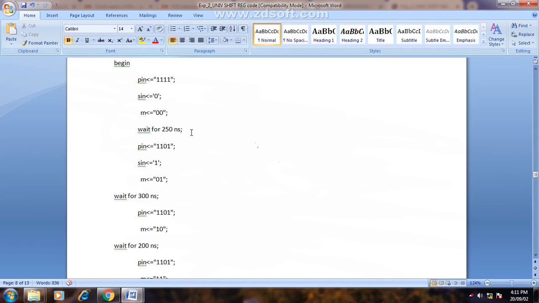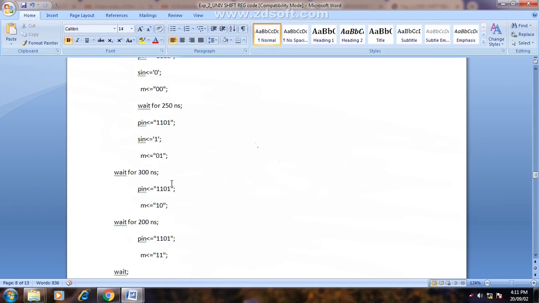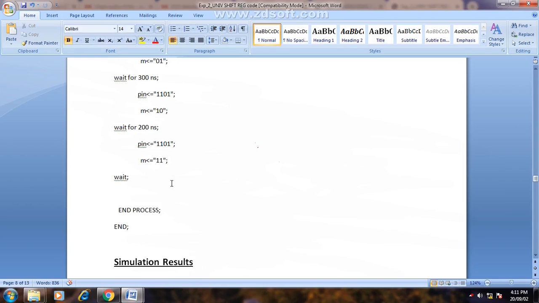Then wait for 250 nanoseconds. So for mode 00, that particular mode of the universal shift register will be executed. Then P in is changed to 1101, S in is changed to 1, and mode is 01, so that particular if statement will be executed for m equal to 01. Then wait for 300 nanoseconds.